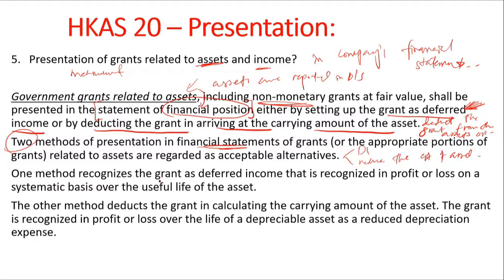Then there's one method that recognizes the grant as deferred income that is recognized in profit and loss. So this is basically explaining what I've already explained. So you can pause this and try to absorb the material here. It's relatively simple.